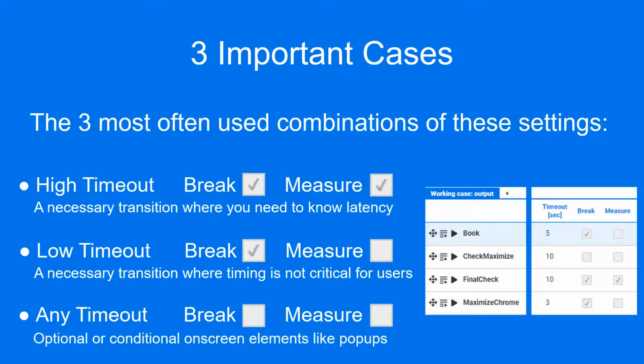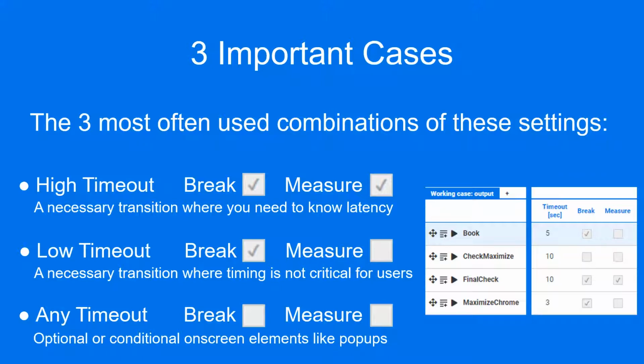Finally, we may need to optionally interact with the interface, like when there are cookie notices or pop-ups on a web page in some situations, or if we need to change the interface to make it more standardized, such as maximizing a window, which makes it easier to detect objects in specific locations.